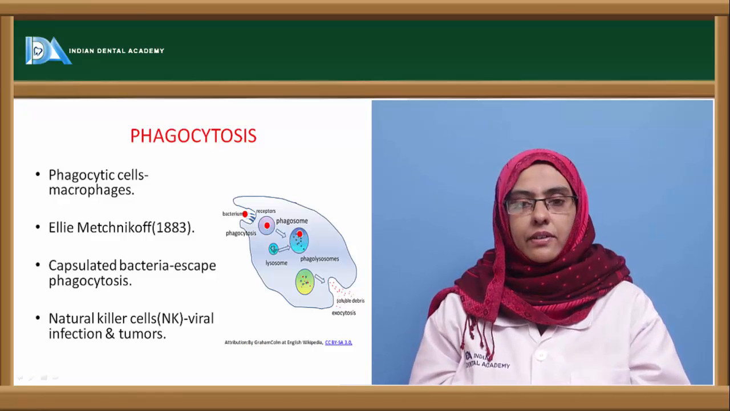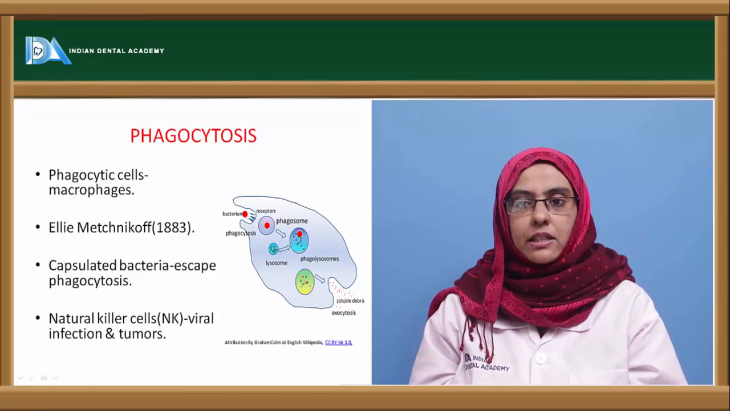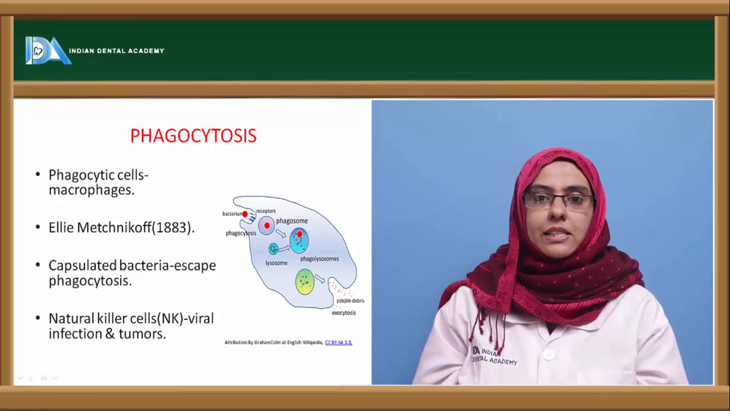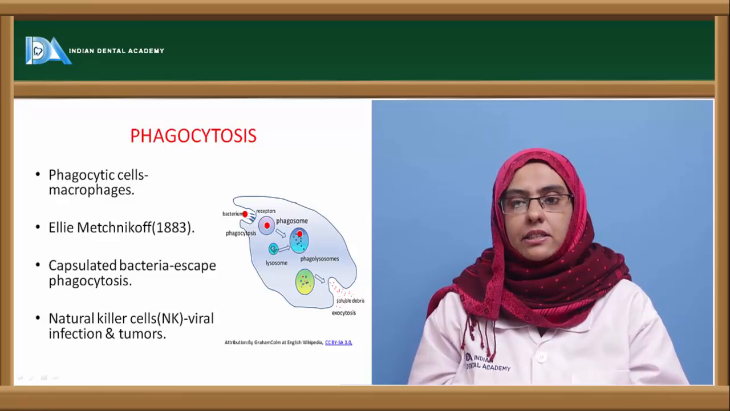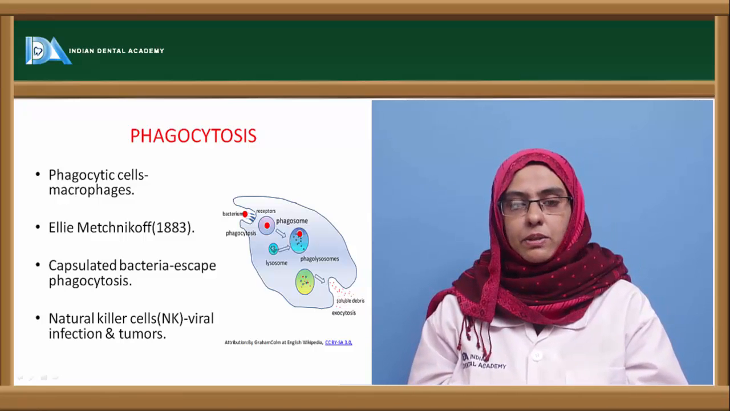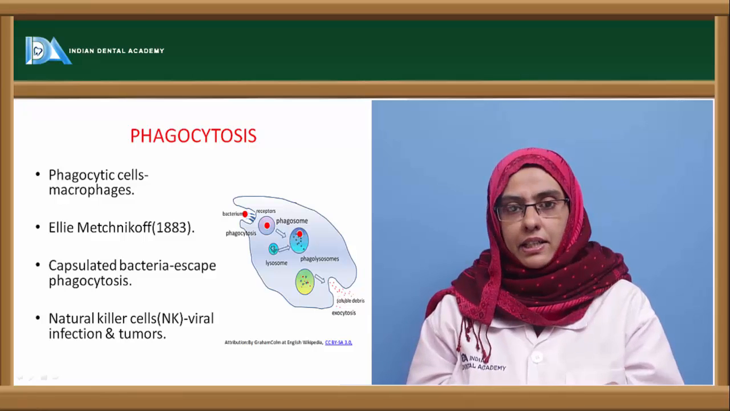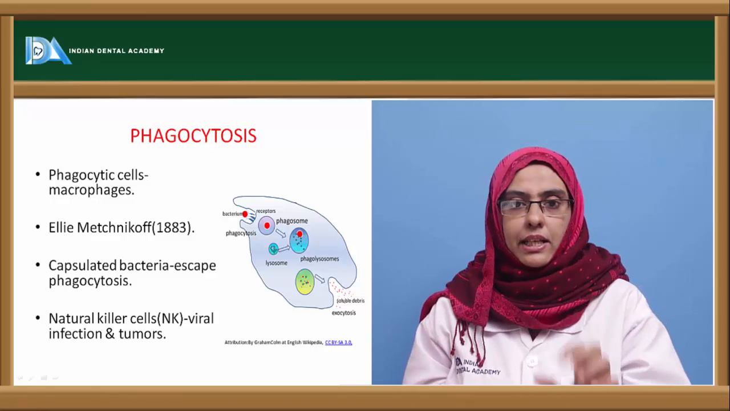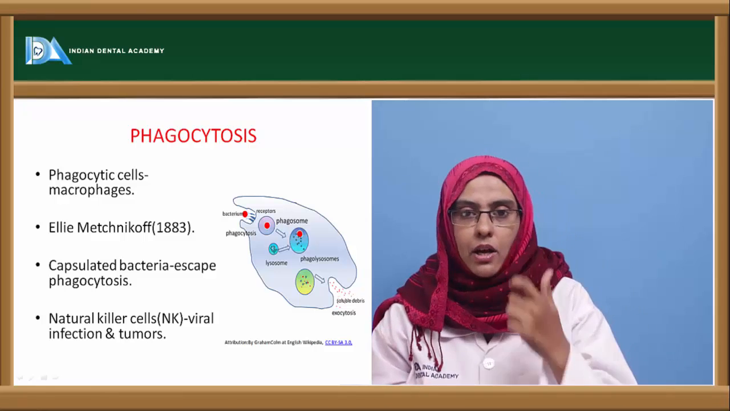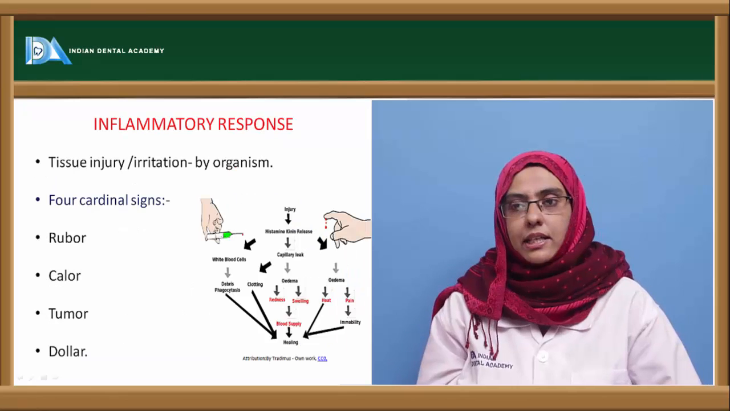And next we have another type of cells, the natural killer cells. They are non-specific cells that are active against viral infection and tumor cells. That is, they detect the virus-infected cells and tumor cells in our body and try to eliminate these cells from our body. So they are called natural killer cells.